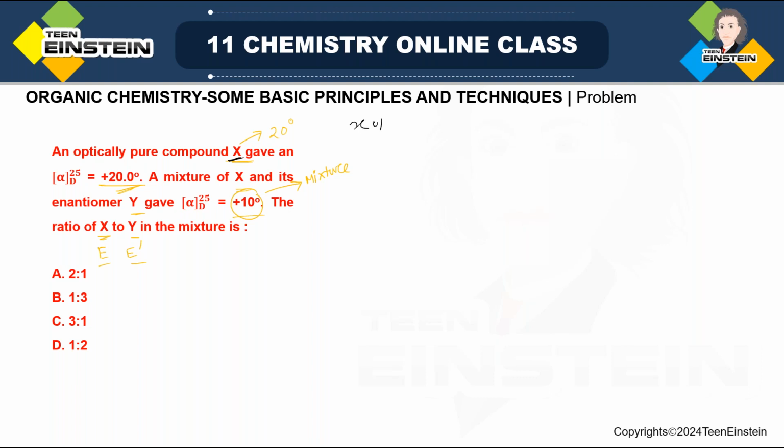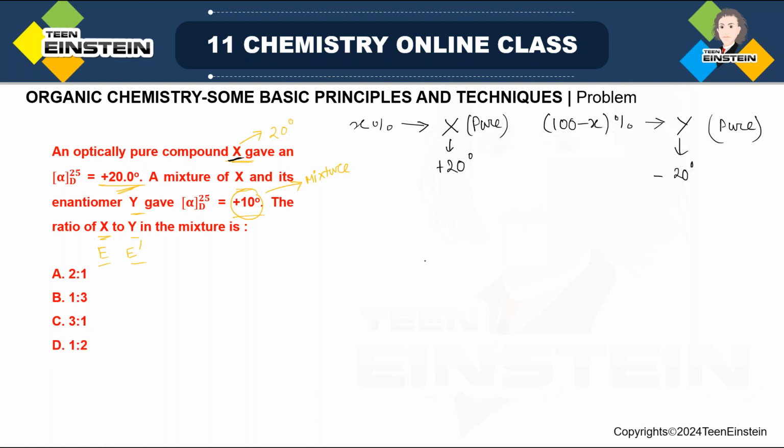So small x percentage, that is for the compound X. Okay, that means 100 minus x percentage, that will be for Y, isn't it? Now if X is pure, it has a rotation of plus 20 degree. When Y is pure, it will have a rotation again of 20 degree, but now it is negative, isn't it?